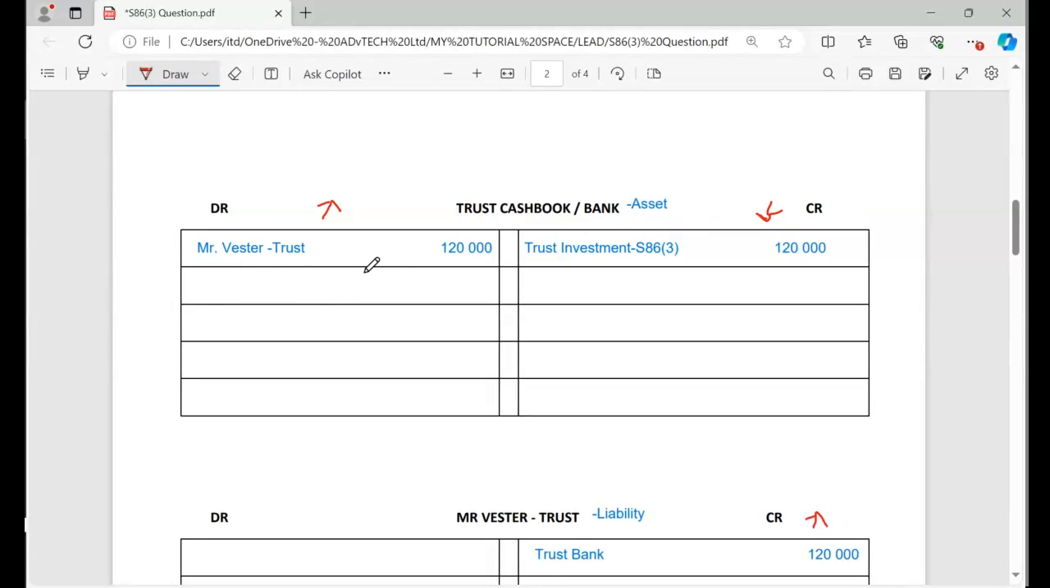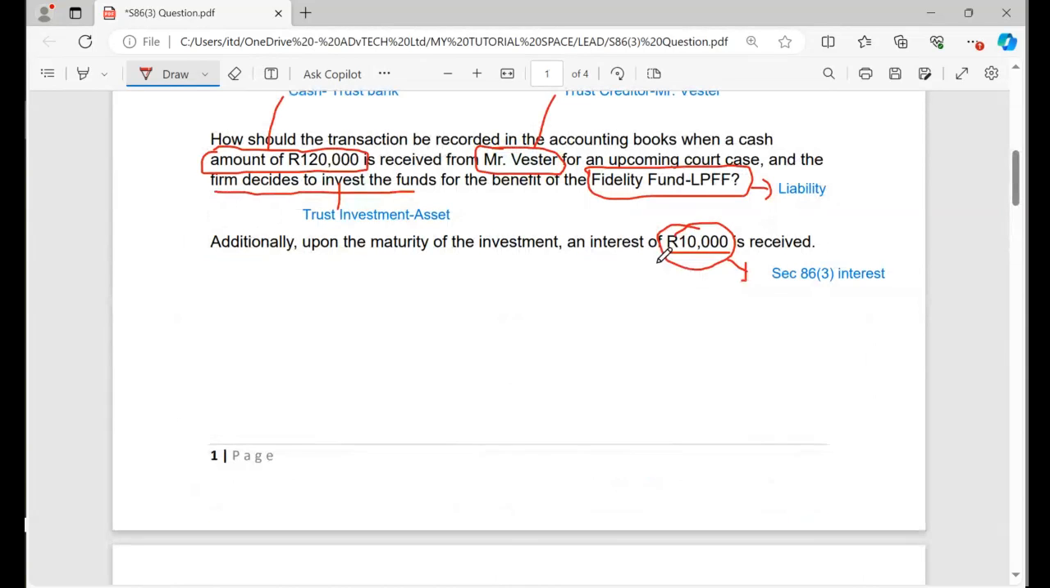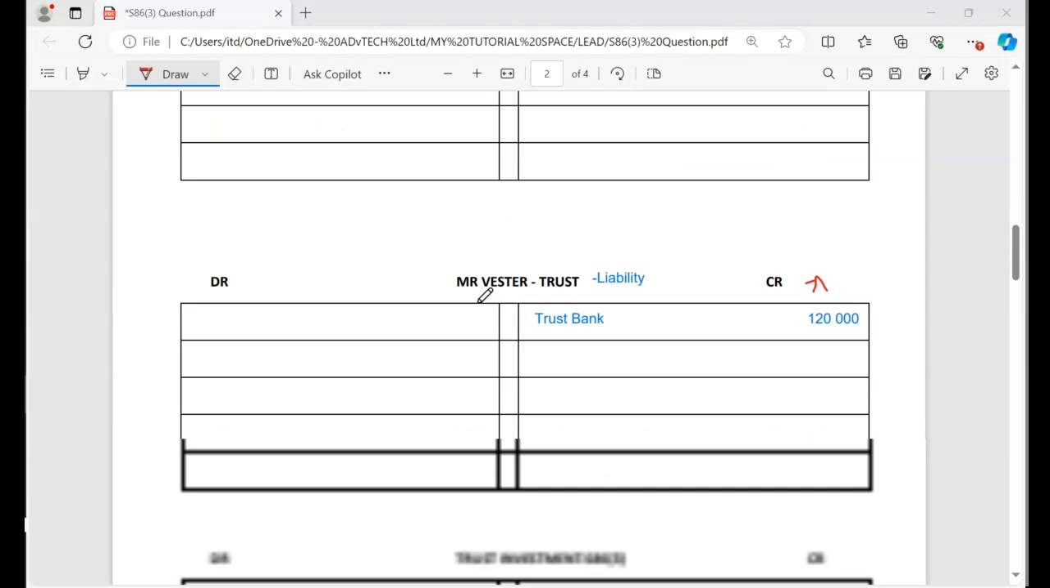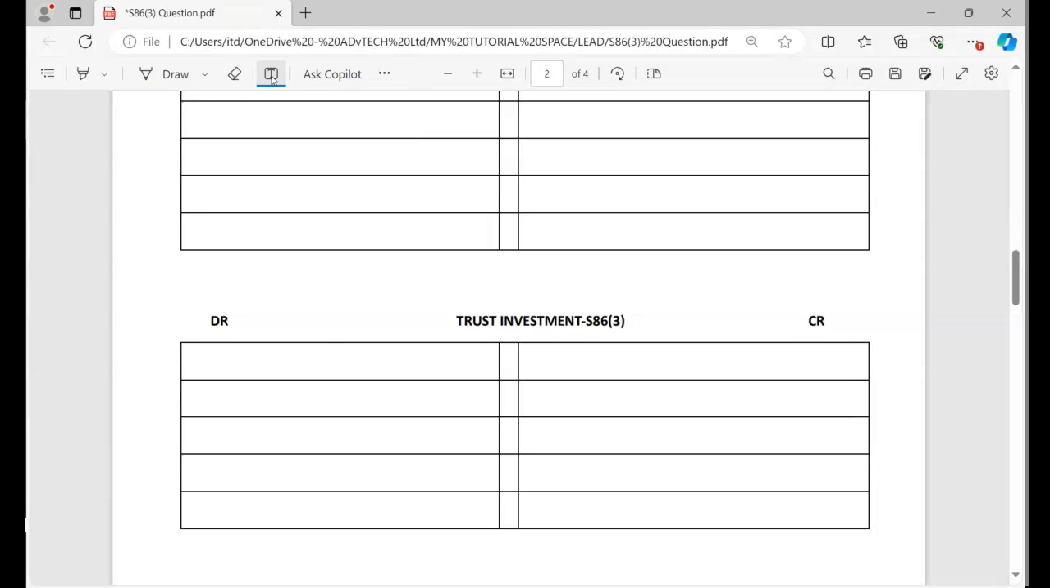So now, at the same time, I must go and record under trust investment on the opposite side. And again, it makes sense because trust investment, you can check on top there. What did you say? It's an asset. Assets increase on the debit side. So I must look for that trust investment on the debit side, and I must come and record it here.